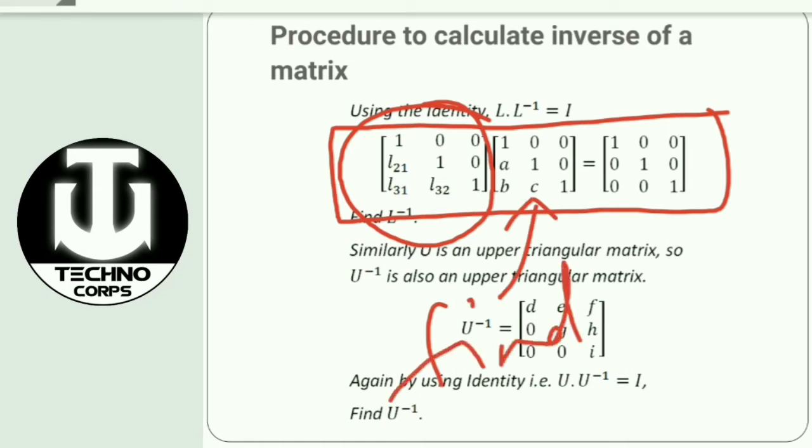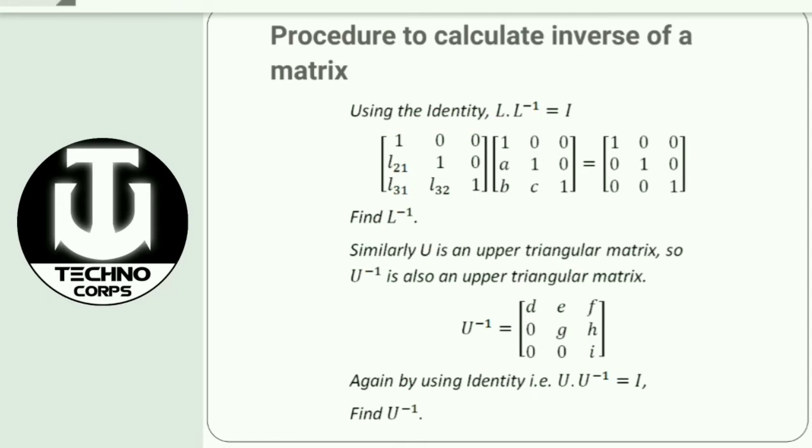Right. Once you find the value of L inverse, then we'll go for the calculation of U inverse using a similar process. How? In the same manner, if U is an upper triangular matrix, then obviously U inverse will also be an upper triangular matrix. Okay, that is the matrix property.